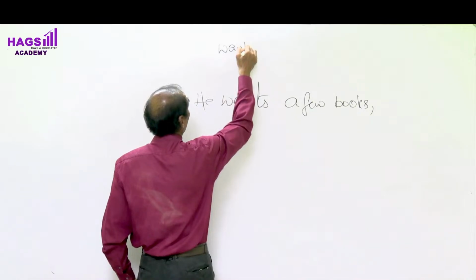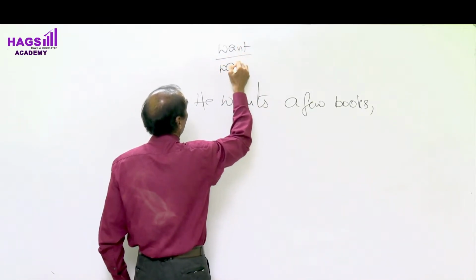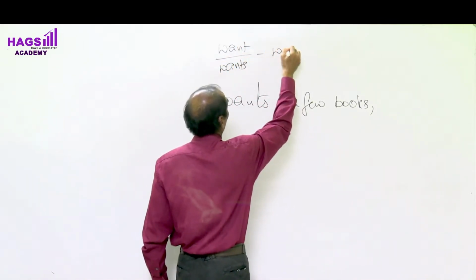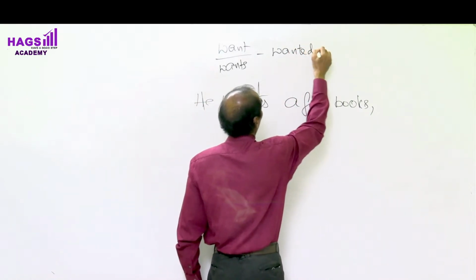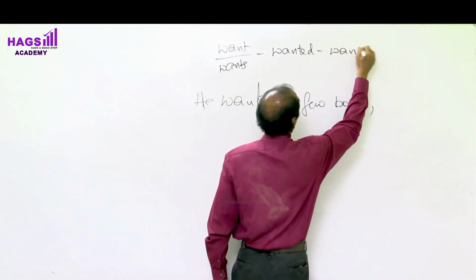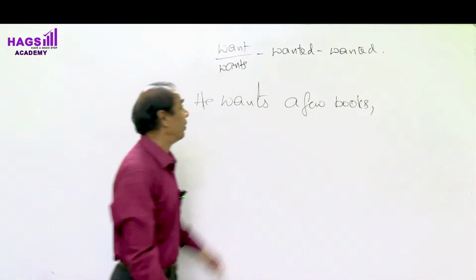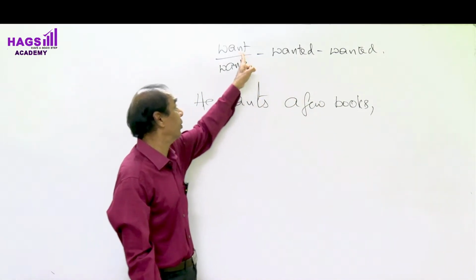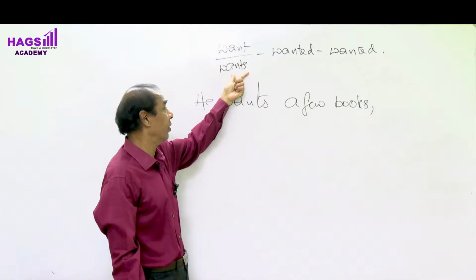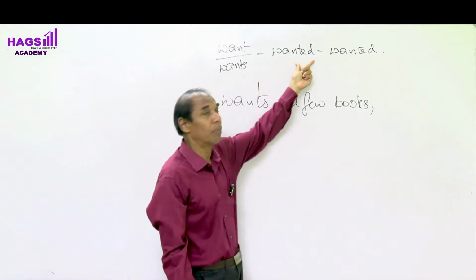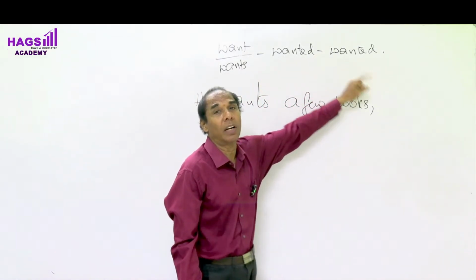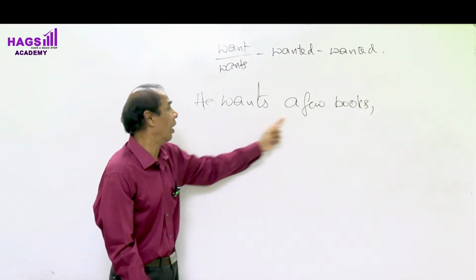Want, wants, wanted, wanted. This is present tense without s. This is present tense with s. This is past tense. This is past participle or future tense. Right? He wants a few books.